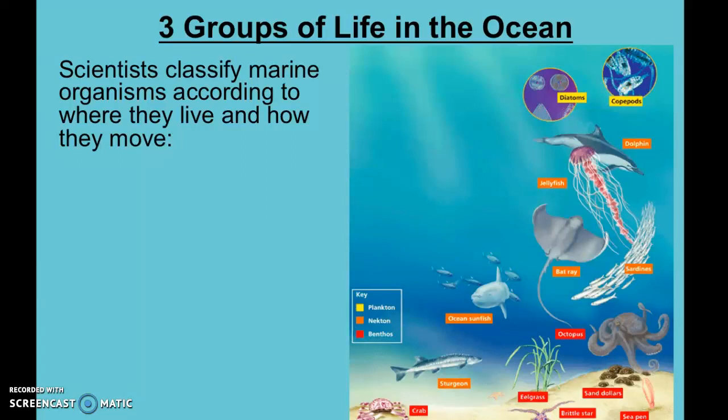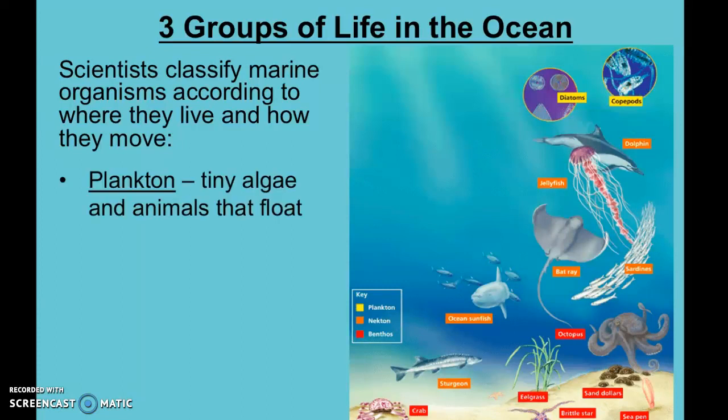There's three groups of life in the ocean, three groups of aquatic life, and scientists will classify these organisms based on how they move and where they live. So plankton is one you're probably familiar with. No, this is not SpongeBob. Plankton is going to be tiny algae or tiny organisms that float on the water.